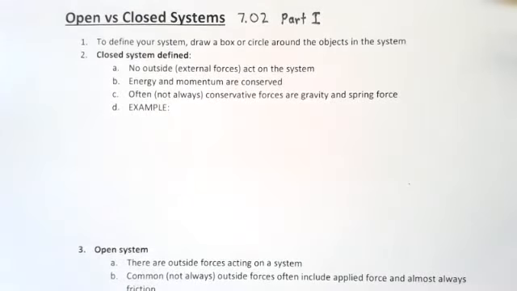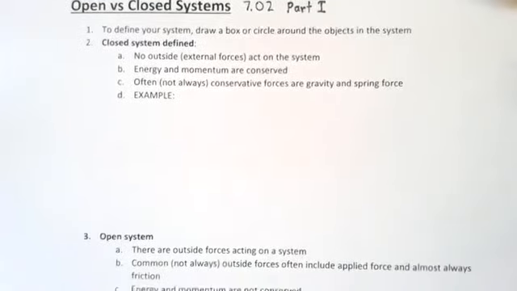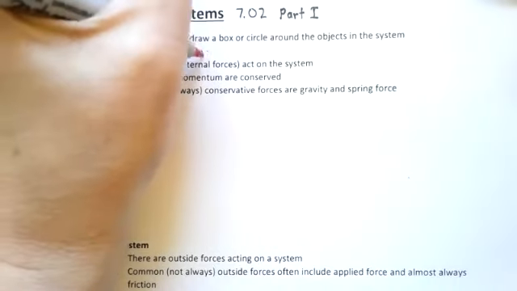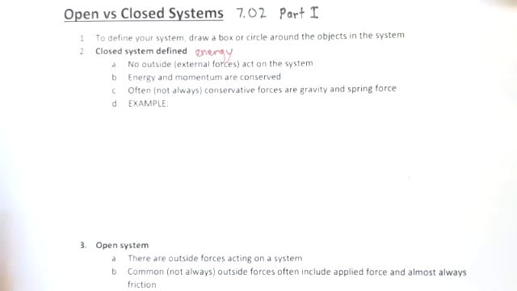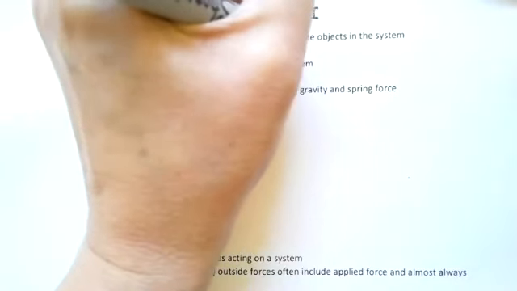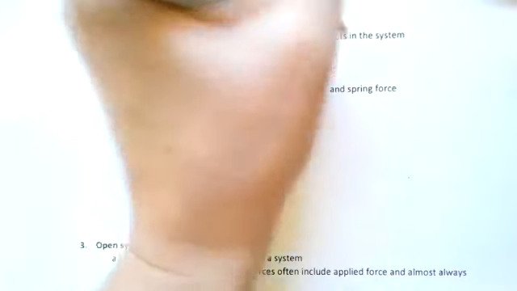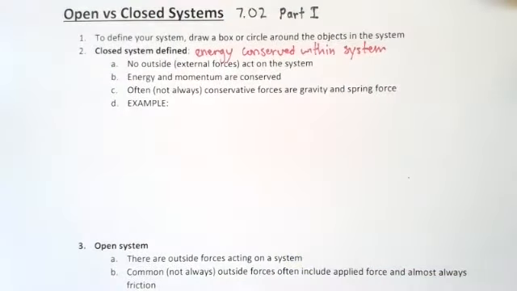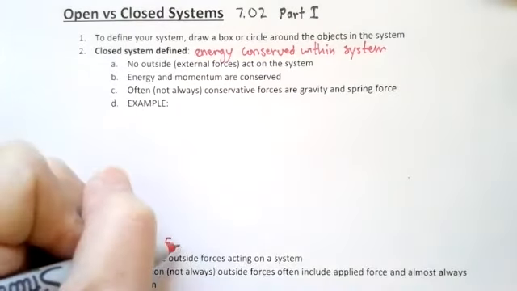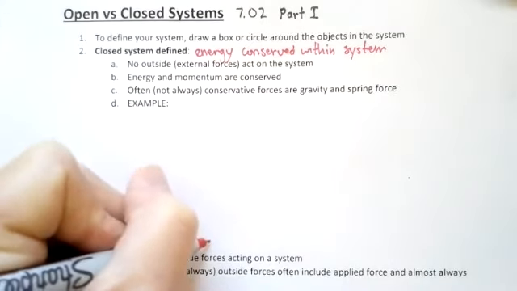When we're talking about open versus closed systems, a closed system, by definition, the energy is conserved within the system. In an open system, the energy, remember capital E is energy, enters or leaves the system.